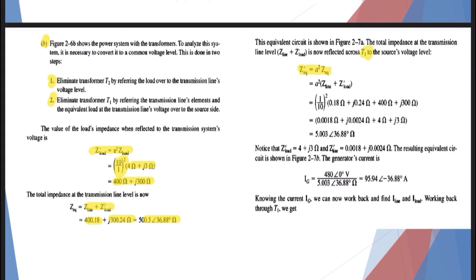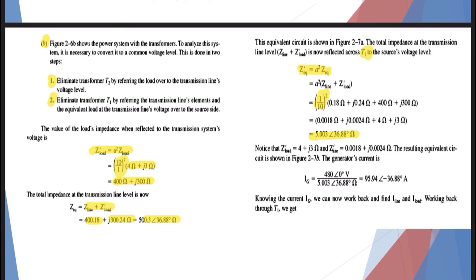So now 1 over 10 squared, for T1. 0.18 plus j0.24 plus 400 plus j300. We add them together. So finally we will get 5.003 with angle 36.88. Notice that Z load double dash is 4 plus j3 and Z line dash is 0.0018 plus j0.0024. The resulting equivalent circuit is shown in the figure.